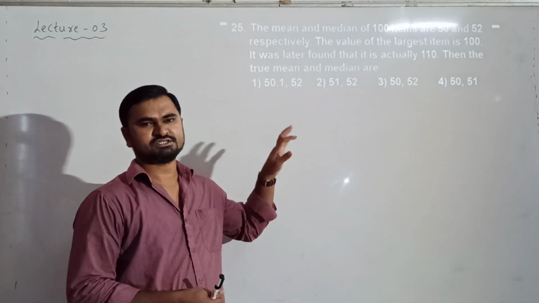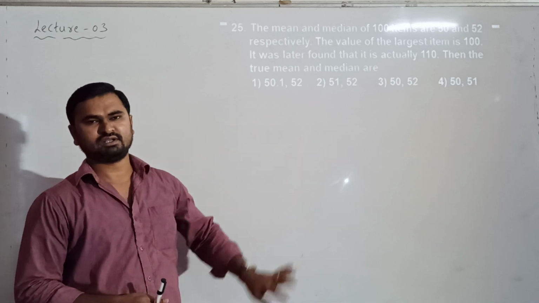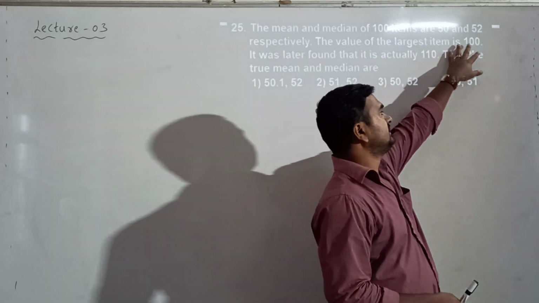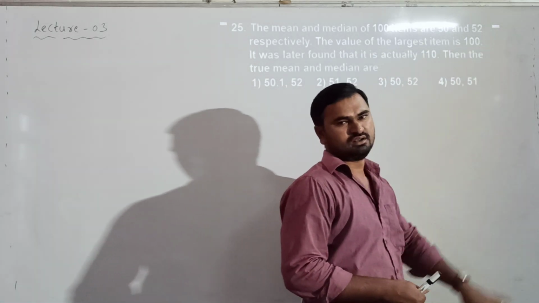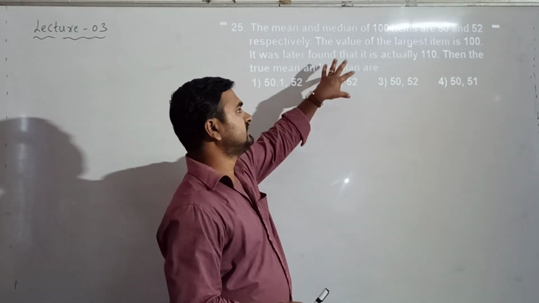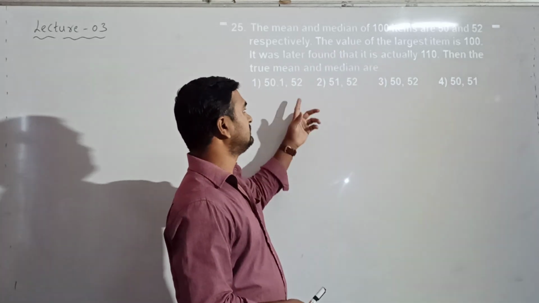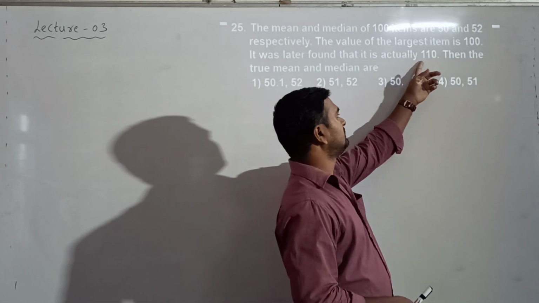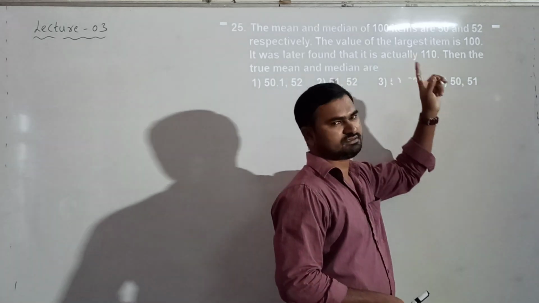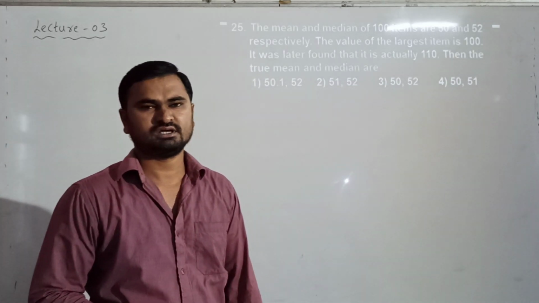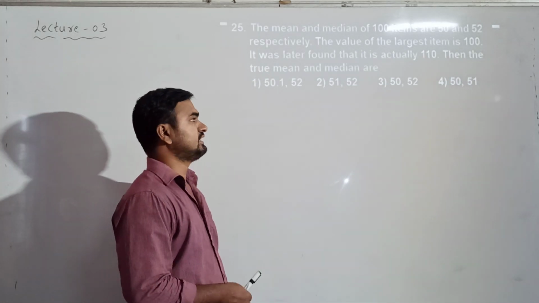So for 100 observations, mean and median are given. But we find that the largest item is 100. In that case, mean and median are 50 and 52. Now we later found that the largest item is actually 110. So when the largest item is actually 110, what will be the correct mean and median?